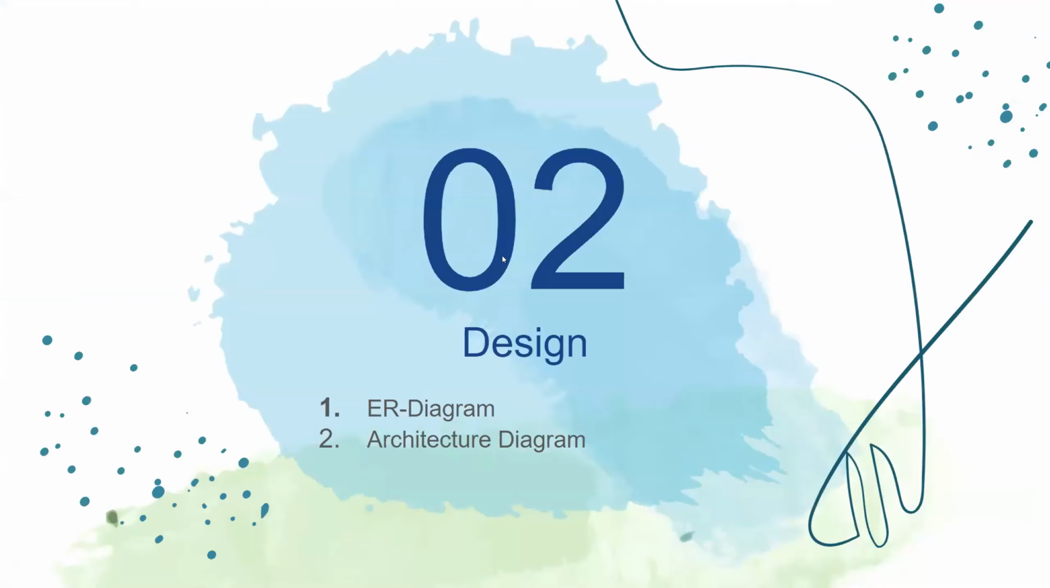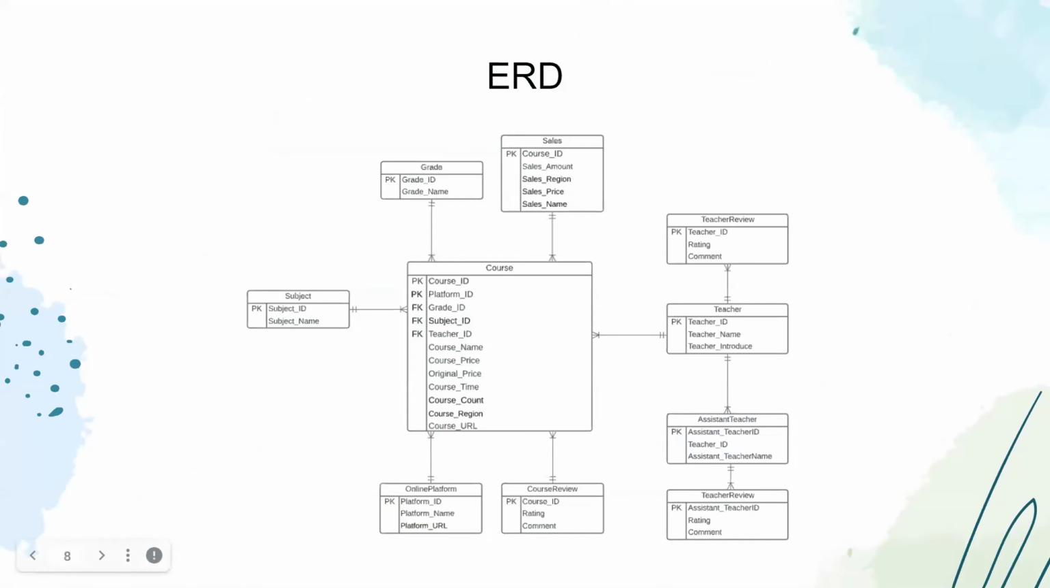For part 2, we'll introduce the ER diagram and the architecture diagram. Next slide. For the ER diagram, we have 10 tables. As you can see, there are grade table, sales table, subject table, course table, which is most important, teacher table, teacher review table, teachers table, online platform table, and a course review table. And they connect to each other by primary keys and foreign keys.